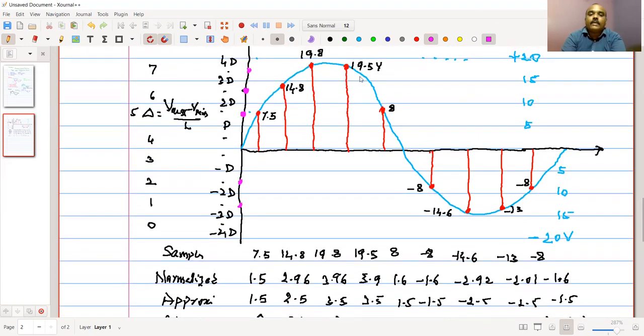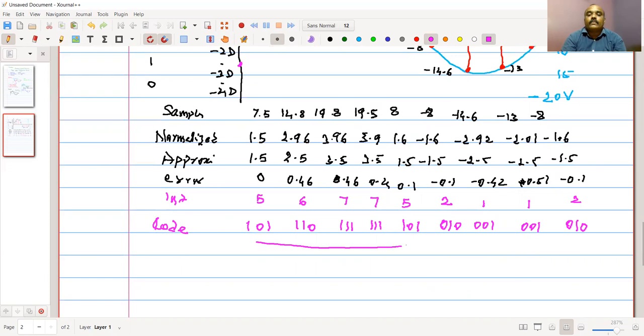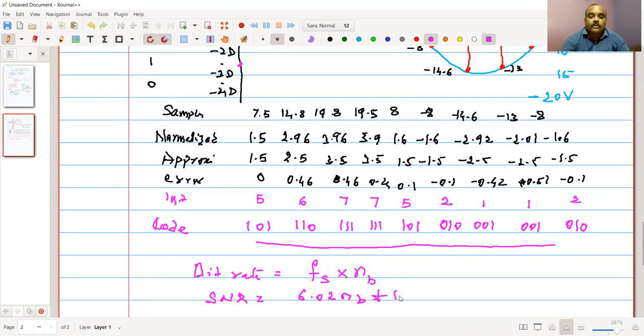So we have converted our analog signal to a series of zeros and ones, right? So for the bit rate, what we have to observe is the number of bits in 1 second. We can now relate it with the sampling frequency and the number of bits that we have used. And the SNR value, that is the error that has introduced some noise, is given as 6.02 NB plus 1.76. So this is the SNR, the level of noise that is introduced because of the quantization.